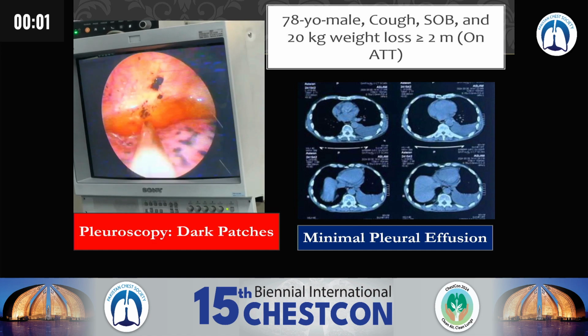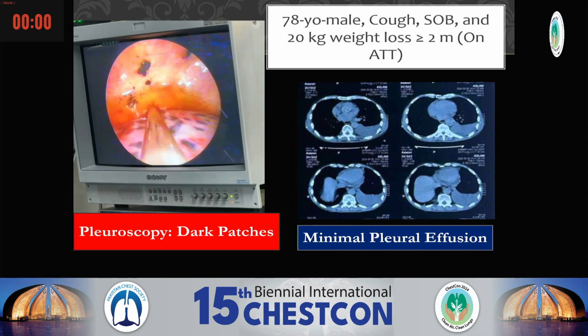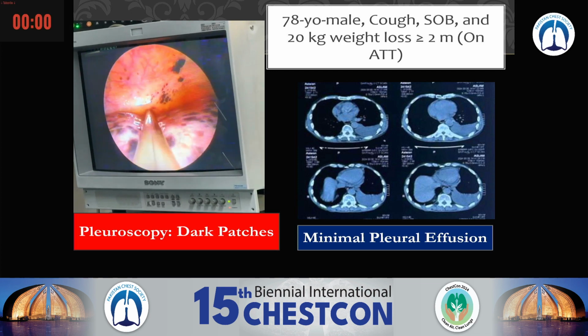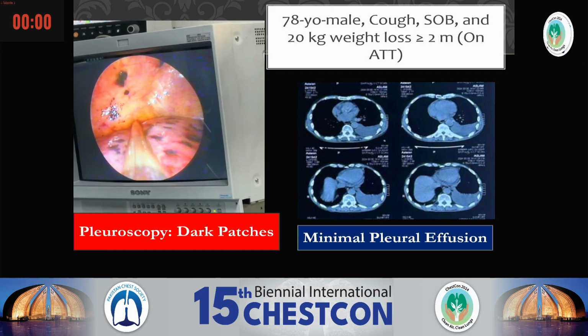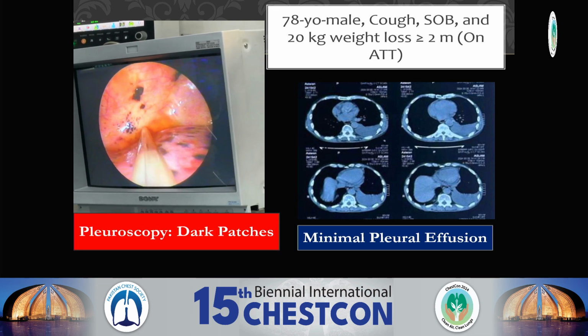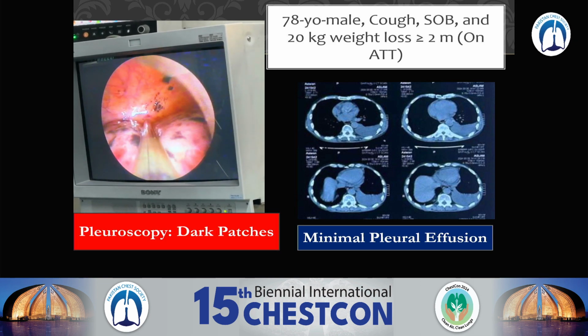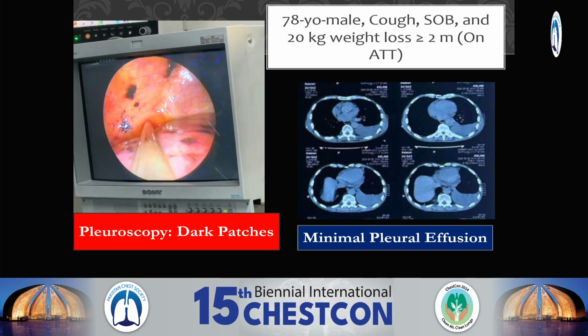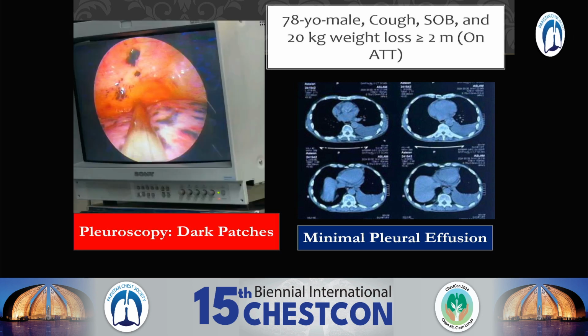We could not see any nodules in the pleura. You can see this is the suction catheter. You can see the fluid being sucked out. There are a few anthracotic patches only over the pleura, and there was no nodule over the lung either. On the parietal pleura also, there was no nodule visible. There was nothing. There were just anthracotic patches.